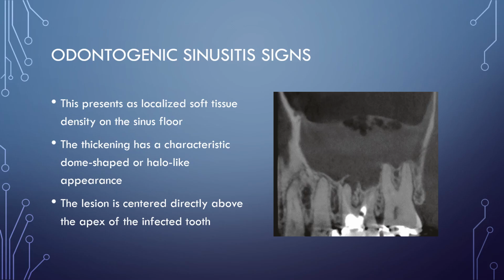Odontogenic sinusitis classically presents as a distinct dome-shaped or halo-like localized soft tissue density. The most critical diagnostic feature you are looking for is that this thickening is centered directly over the apex of the offending infected tooth. Recognizing this localized, centered pattern is crucial because this specific type of sinusitis will only resolve once the underlying dental infection is properly treated.